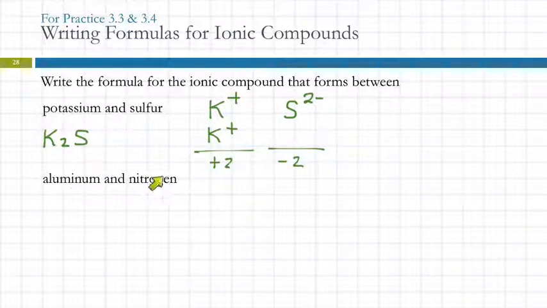Let's look at aluminum and nitrogen. Well, aluminum is Al. What's the charge on the aluminum ion? It's in group 3. It's 3+. Group 1 is 1+. Group 2 is 2+. Group 3 is 3+. How about nitrogen?